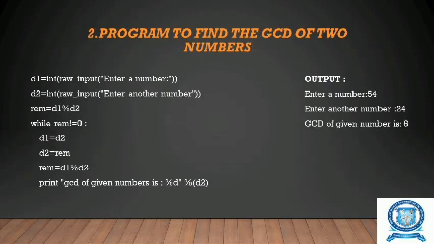Next we are going to learn how to write a Python program to find the GCD of two numbers. Here we get two inputs, D1 and D2. Then we modulo divide D1 and D2 to get a remainder. We check while the remainder is not equal to 0. We assign the D2 value to D1 and the remainder value to D2. Then again we find the remainder equal to D1 modulo D2. Then we get the answer, which is the GCD of the given numbers. So this is the output for the program.